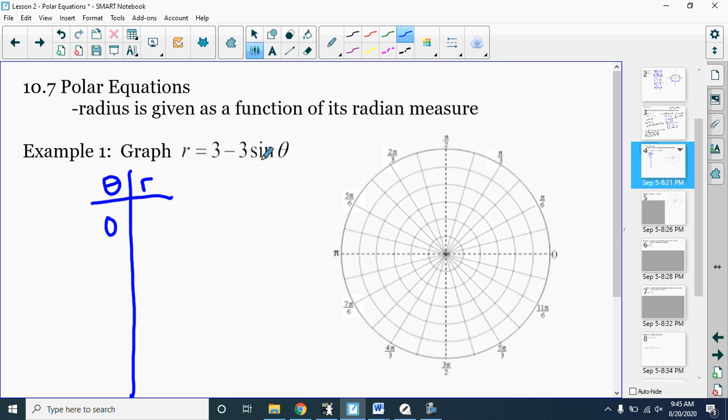So let's start with a theta value of 0. Sine of 0 is 0. 3 minus 0, pretty sure that's 3. So the way we plot that point is when the angle is 0, so we're looking at this angle here, my radius needs to be 3, so we're going to count 3 units from the origin. At pi over 6, sine of pi over 6 is 1/2, so we have times 3 is 1.5, 3 minus 1.5. So at the angle of pi over 6, my radius is 1.5.